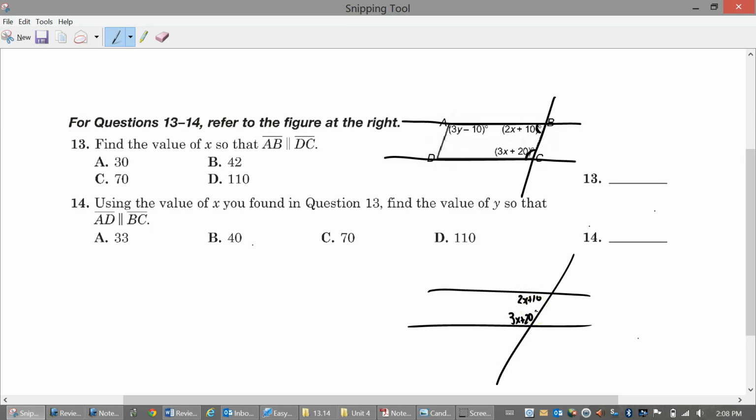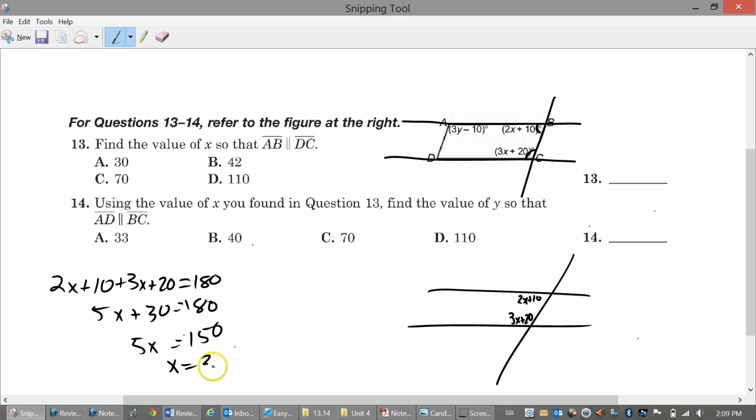Maybe writing it off to the side can help you visualize that those are consecutive interior angles a little bit better if you draw just that information off to the side. Pull the rest of it out of the picture if you could. Since they're consecutive interior angles, that means that they're supplementary, which means they add up to 180. And then you solve it. 5x plus 30 equals 180. 5x equals 150. X is then 30. So it's A.